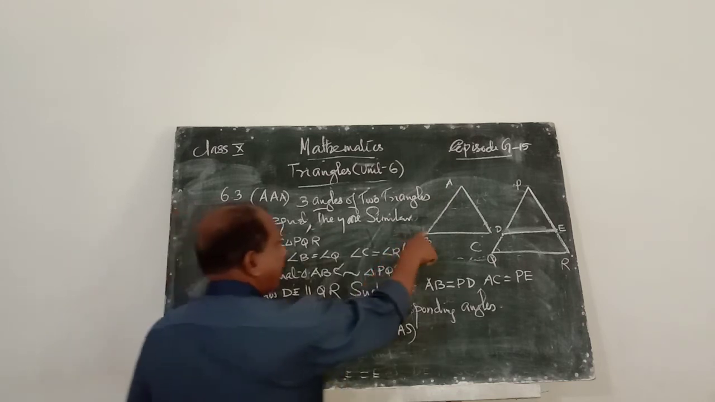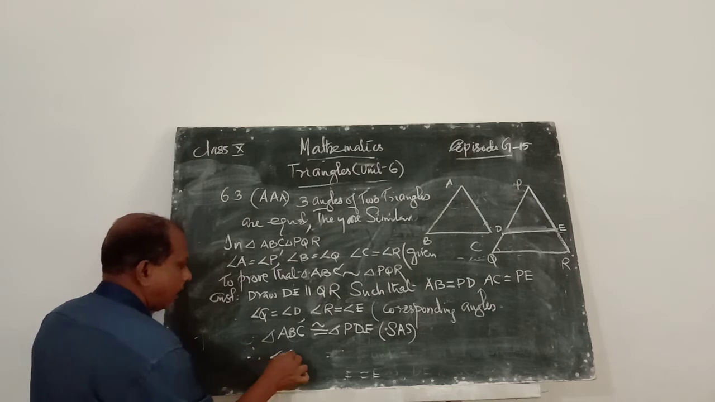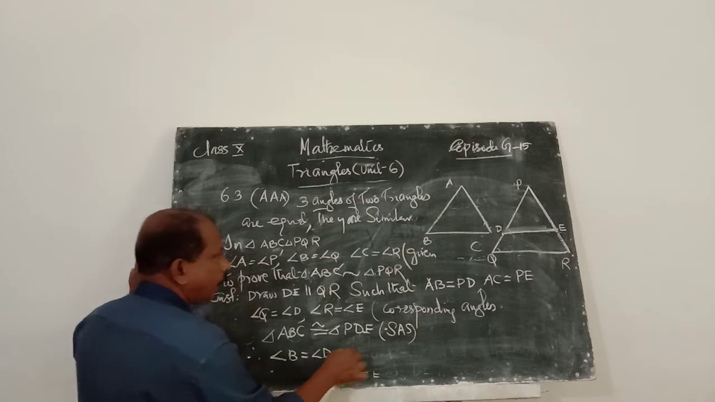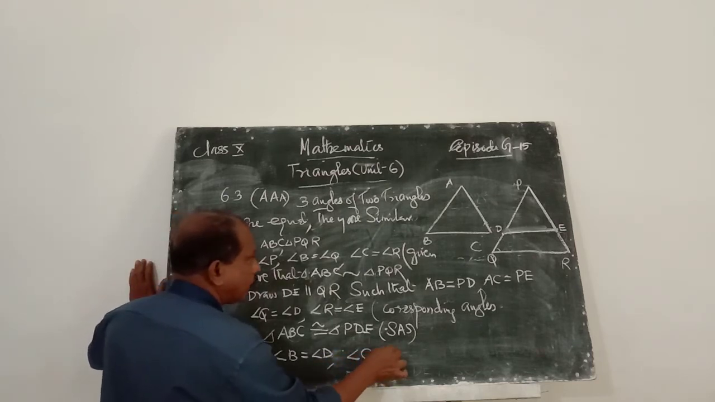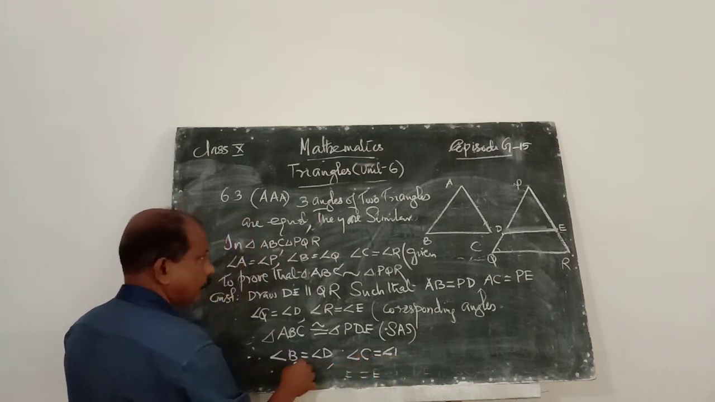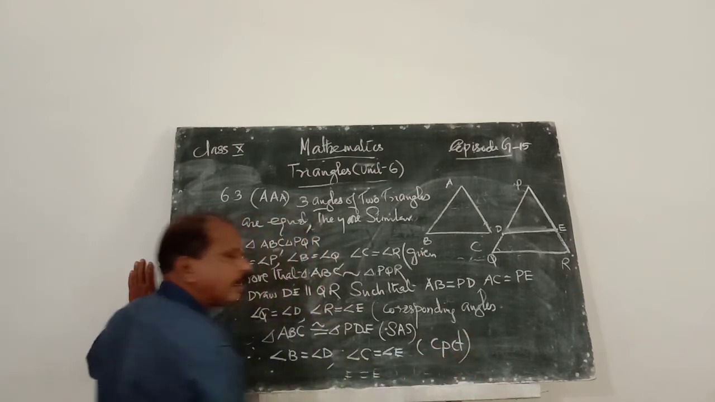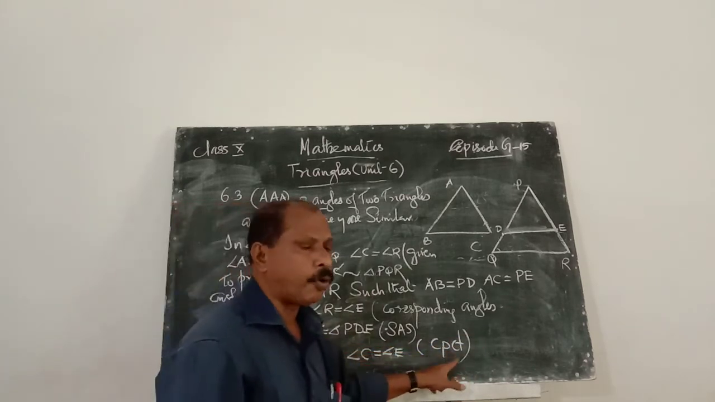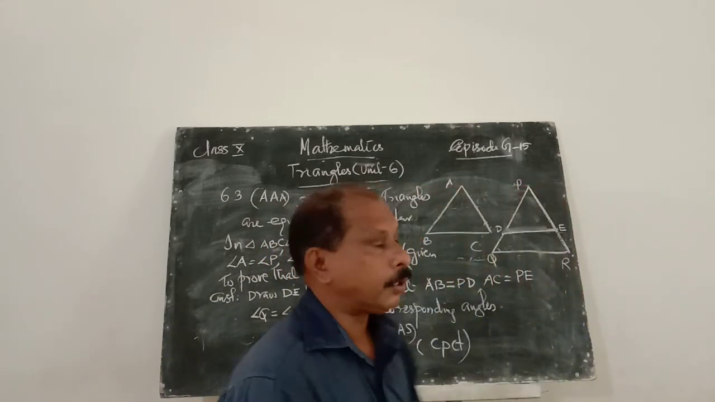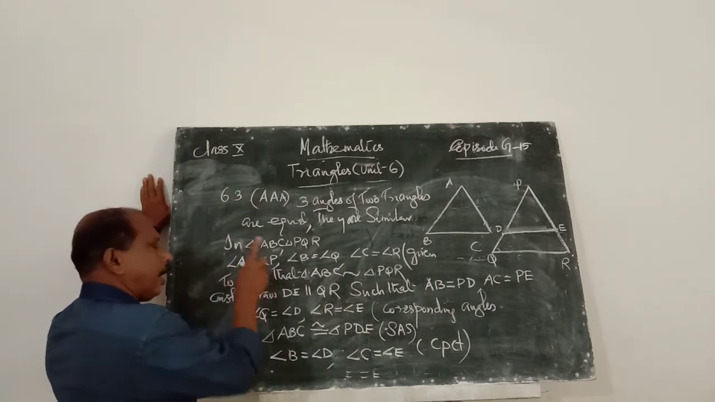Therefore, angle B is equal to angle D, and angle C is equal to angle E. That is CPCT. What is CPCT? Corresponding parts of congruent triangles are equal. That is CPCT.